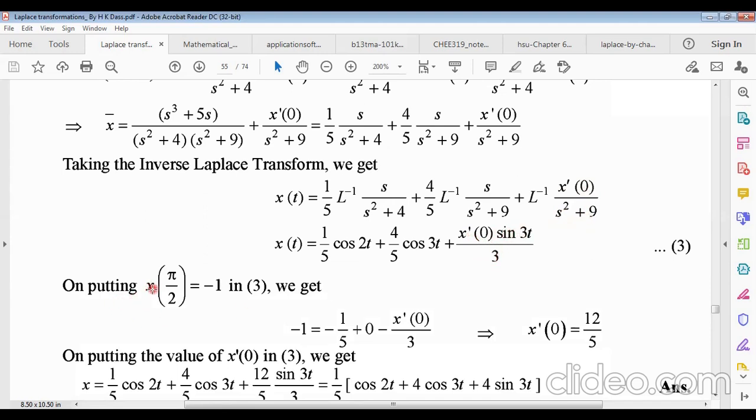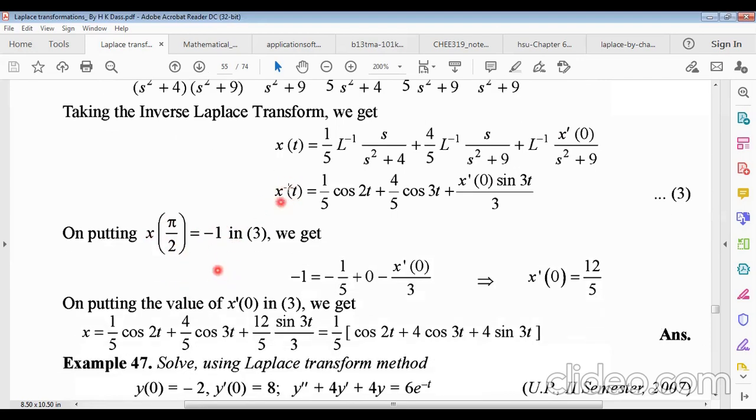Now putting x of pi by 2 equals to -1. That means if t equals to pi by 2, then x(t) equals to what? -1. So x(t) equals to -1 when t equals to pi by 2. Just putting t equal to pi by 2 here, we get the first derivative of x(t) at t equals to 0. Okay, this will be 12 by 5.